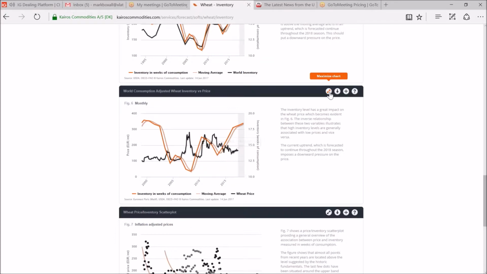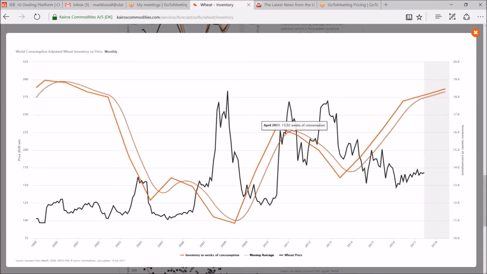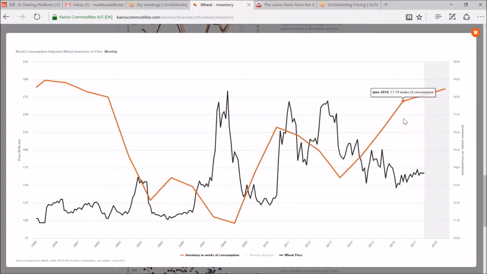So we'll just blow this bottom graph up, take off the moving average. Wheat price again is black, and inventory is red. And again, it's a good inverse relationship. So when the inventory rises, then the price does in fact reduce, as you would expect.